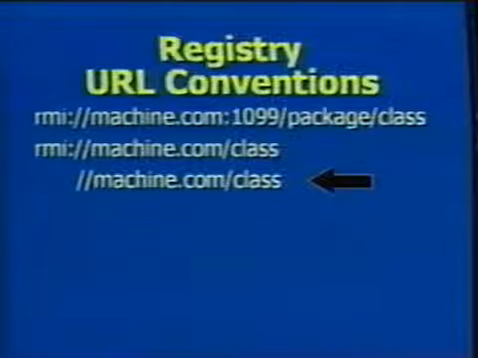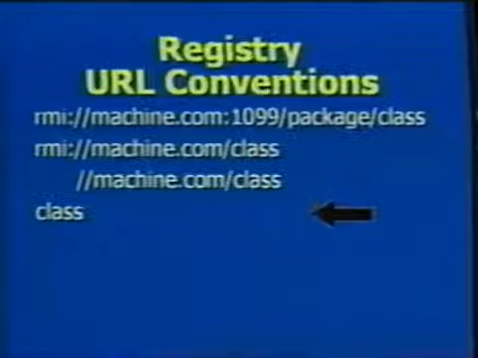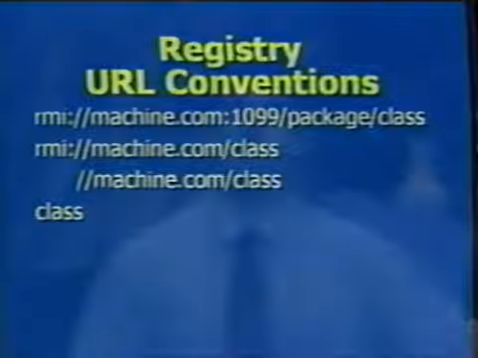Now finally, the simplest permutation of this is just to give the name of the distributed application. So here I just have class, because if you don't put a machine name, it'll assume that the registry is running on the same machine that your application is running on. If you don't put RMI, it assumes it's the RMI protocol. If you don't put the port number, it assumes it's 1099. So in most cases, this will just do the right thing.